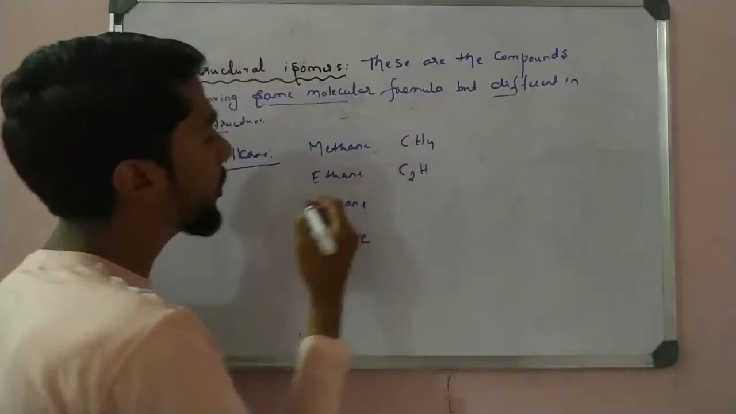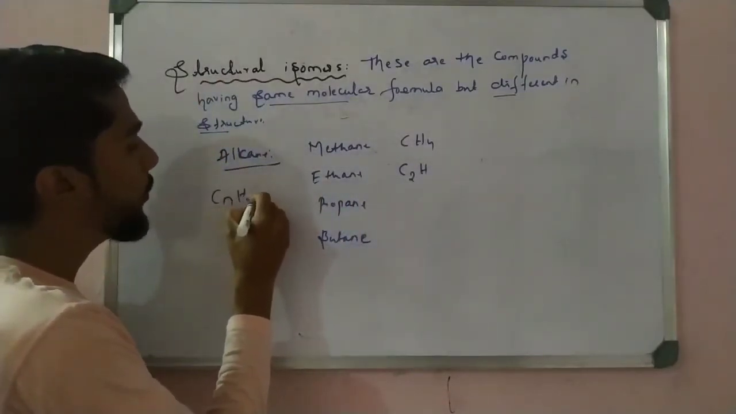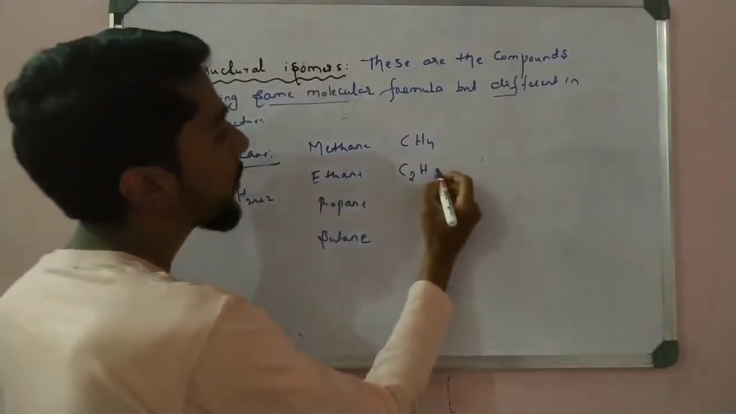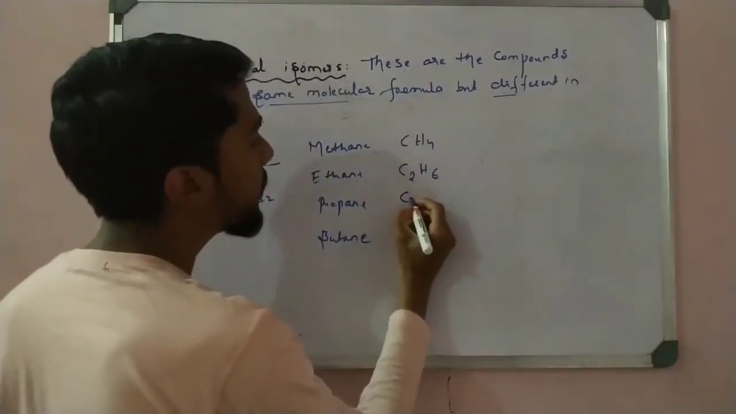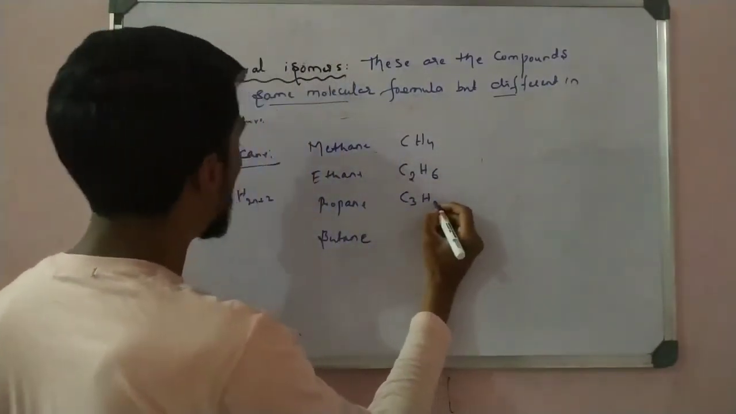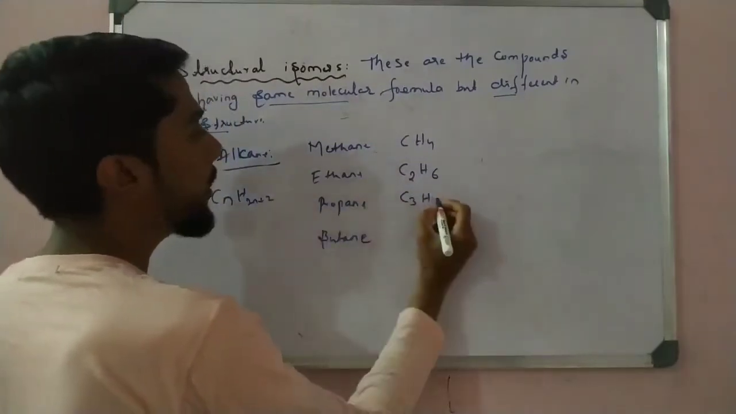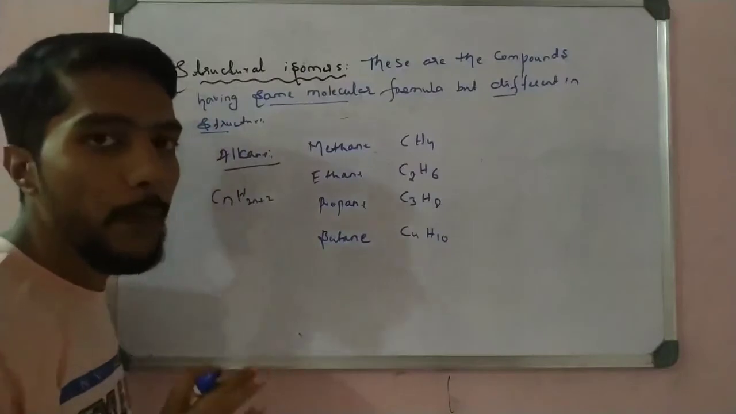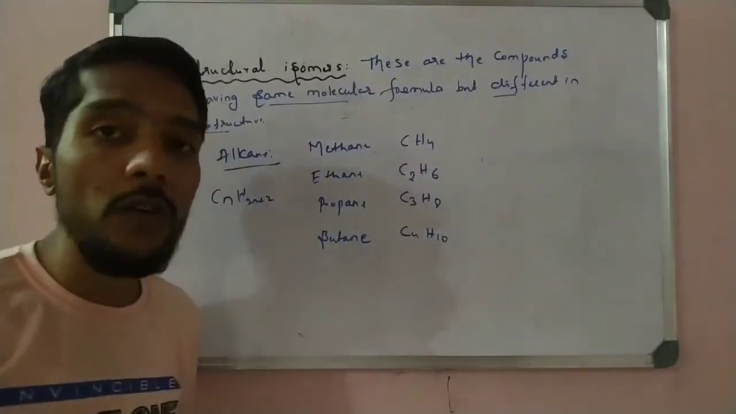C2H6. Okay, it is about CnH2n+2, right? So 2n+2 means how much? 4, 6. It is 6. Now propane is 3, and it is 8, and butane is 4, and it is 10. Okay, these are all compounds of alkanes.